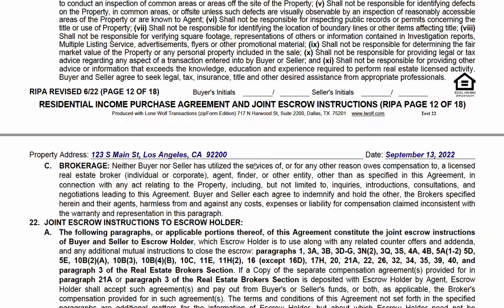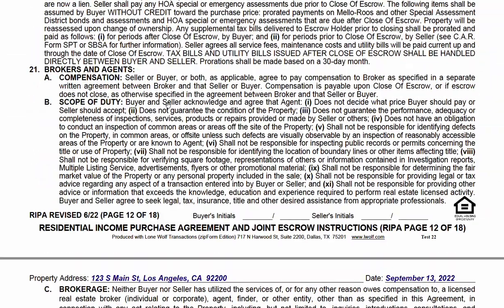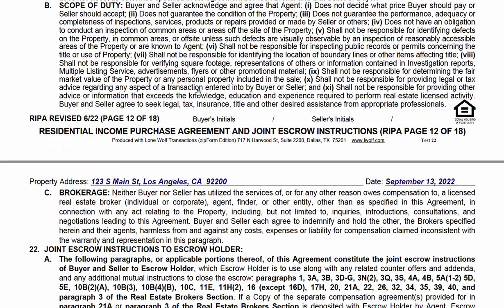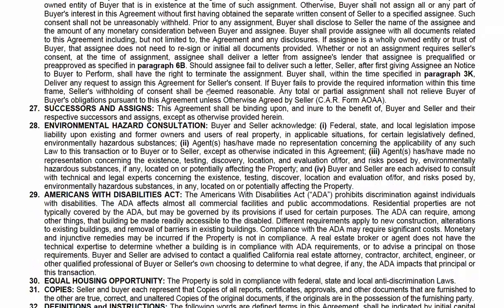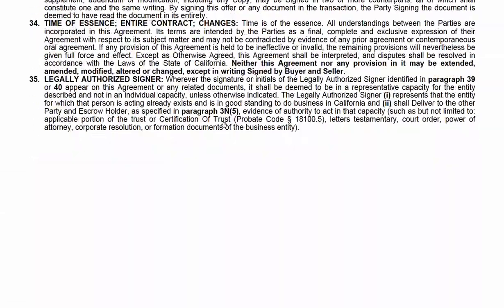I'll scroll through this. Yeah, I mean, broker compensation. What's the scope of duty? I mean, sometimes there are disputes and someone makes an allegation at an agent, and the agent can say, well, what is my scope of duty? Because you signed a form that outlined the scope of the agent's duty. This is here to protect everyone involved. My gosh, there's a lot here.